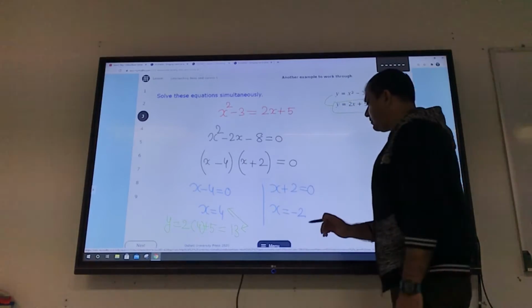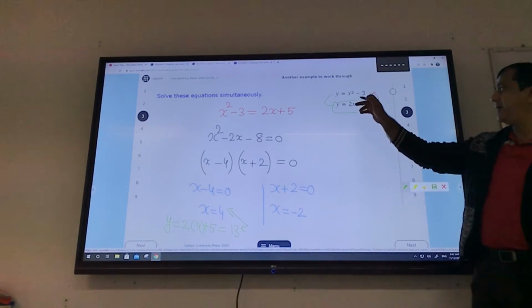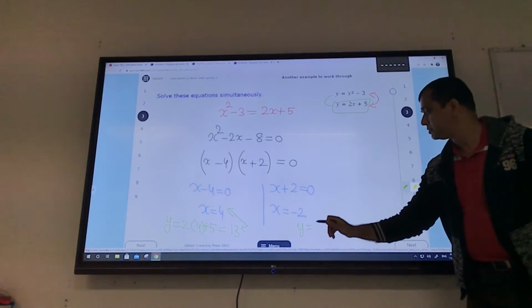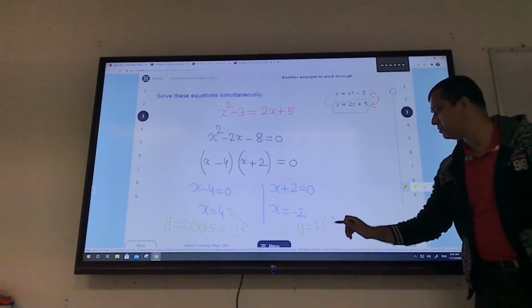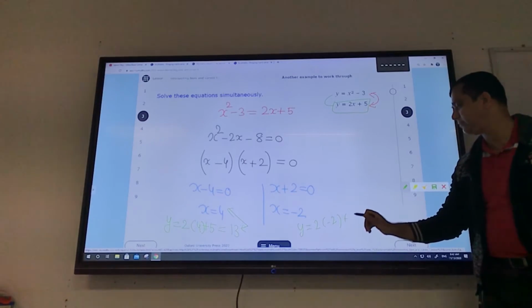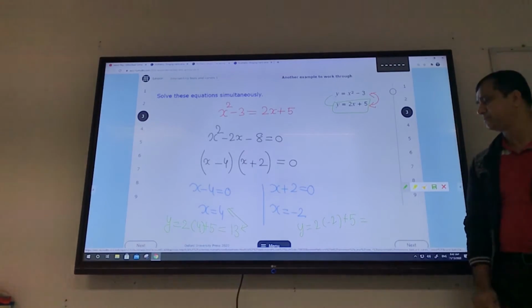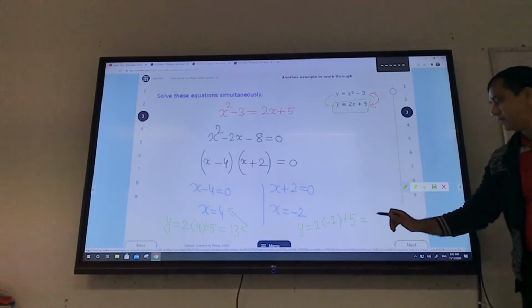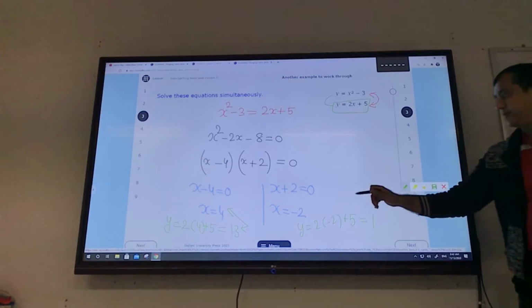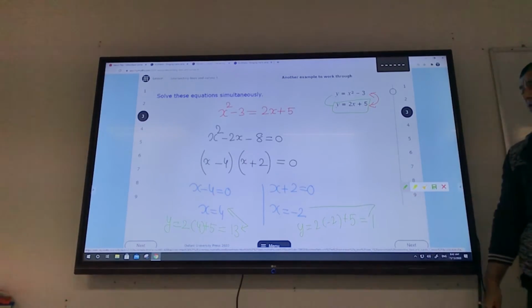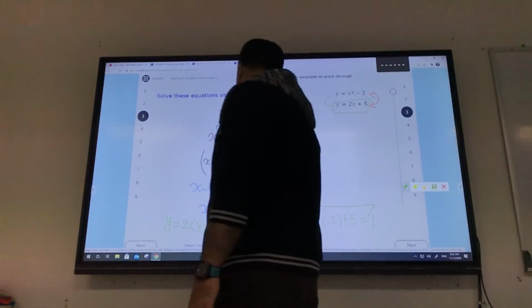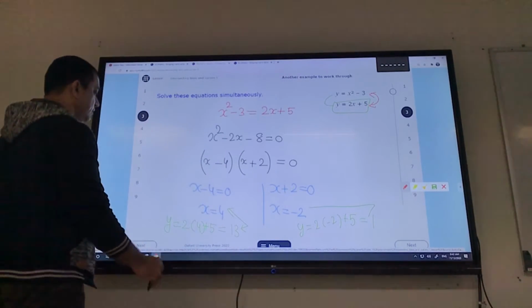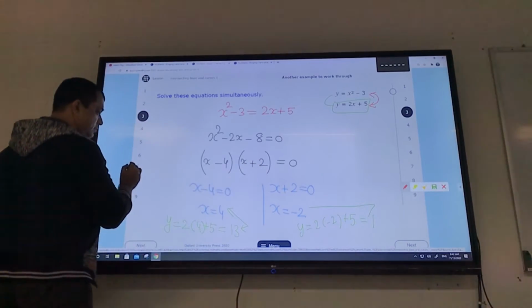On this side, x equal to minus 2. Plug in that equation now. You get here y equals 2 times minus 2 plus 5. That's equal to what? Minus 4 plus 5 is 1. So y is 1, guys. You get these two values now. So these are the solution. 4, 13, minus 2, 1. You can write solution like this if you want.